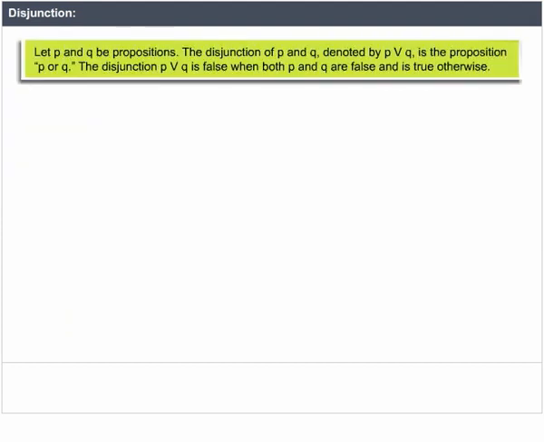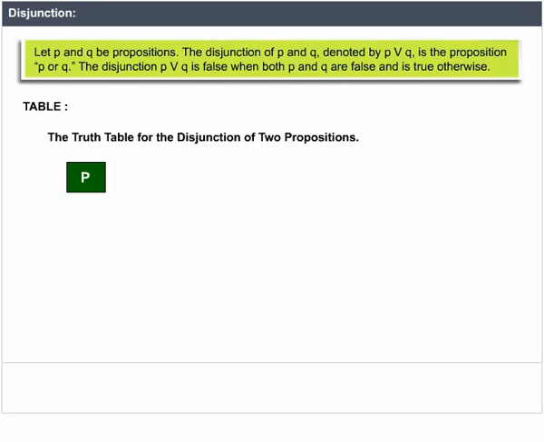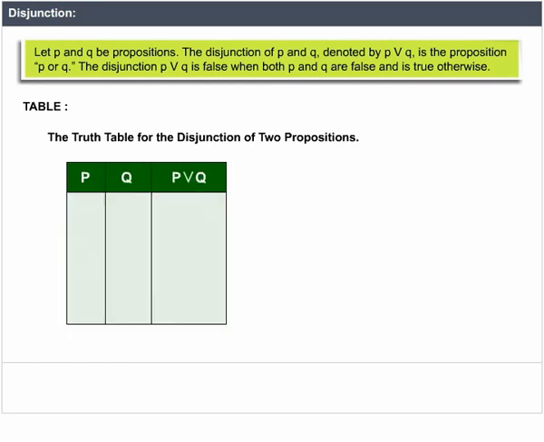Disjunction. Let P and Q be propositions. The disjunction of P and Q, denoted by P or Q, is the proposition P or Q. The disjunction P or Q is false when both P and Q are false and is true otherwise. The truth table for the disjunction of two propositions. Table has three columns, P, Q and P or Q. We're going to read row by row.